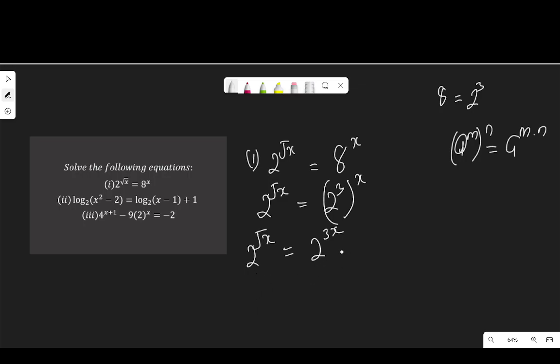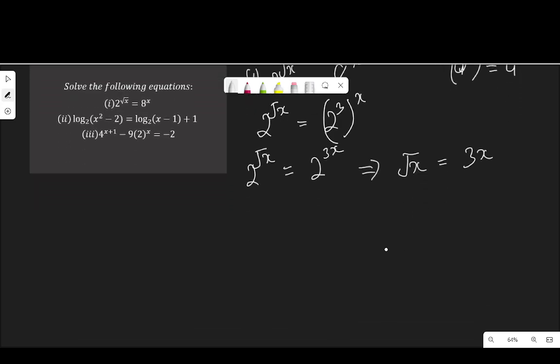Now the bases are the same, so we can equate the powers. That means square root of x is equal to 3x. To get rid of this square root, I need to take the squares on both sides. So if I take the square of this root x, I will have x equal to, then taking the square of this, 3x squared, which implies x is equal to 3 squared, which is 3 times 3, which is 9, and x squared, which is x times x.